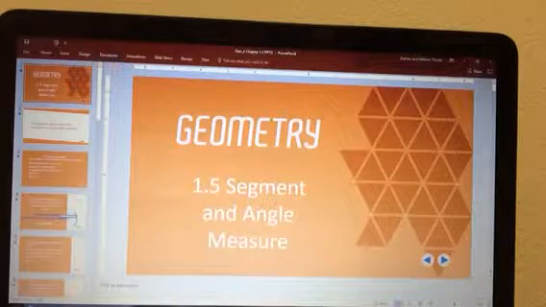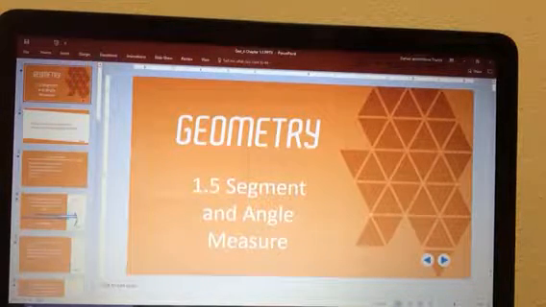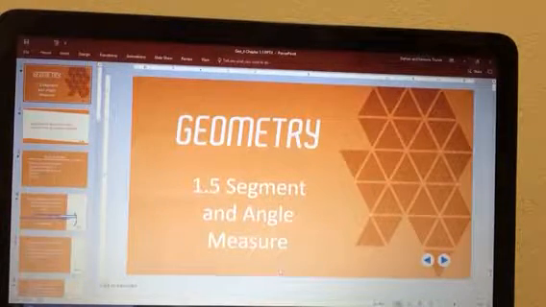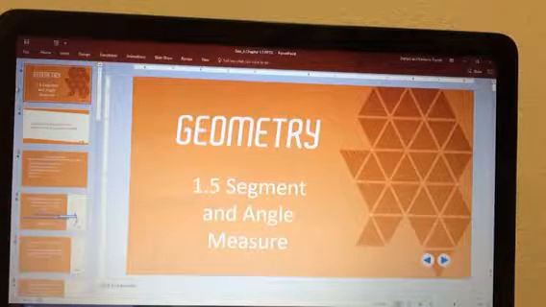Okay, let's take a look at Geometry Section 1.5, Segment and angle measurement. Now, much of this section will probably be familiar to you. However, we want to cover it in a little more depth than what you've had in the past.